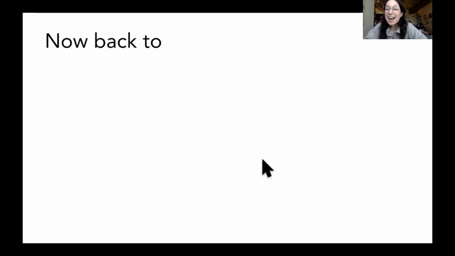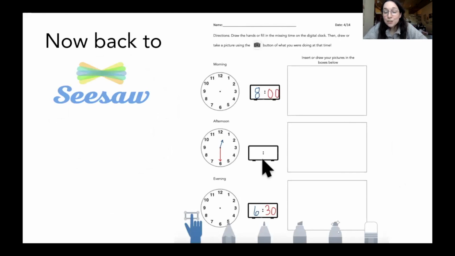They're so cute. Now, you guys are going to go back to Seesaw, and you are going to do a very similar activity. On all of these, I have an analog clock and a digital clock. Sometimes the digital clock is going to show the time. Sometimes the analog clock is showing the time. You need to fill in the missing clock. So right here, I'm going to look at the digital clock and I'm going to draw my hands. Right here, my hands are already there. I need to fill in my digital clock. And again, down here, I see my digital clock. I got to draw the hands on my analog clock.